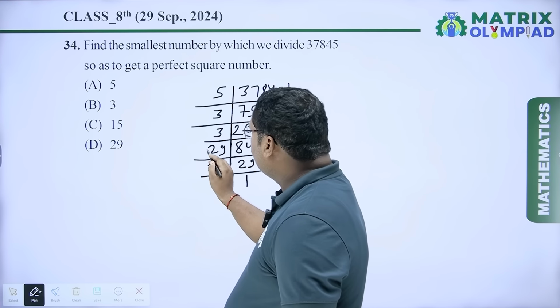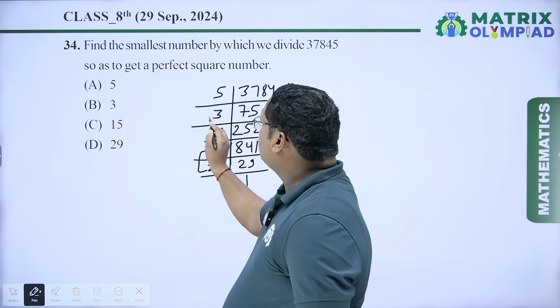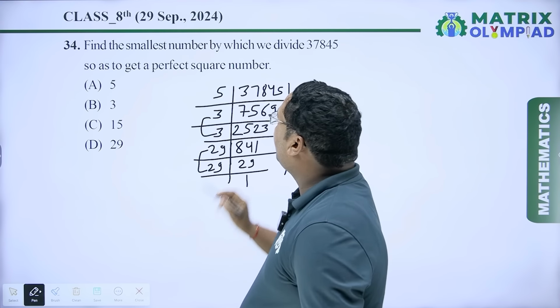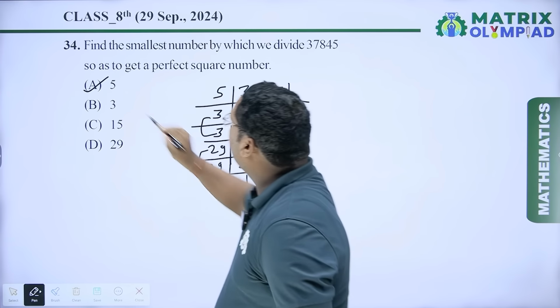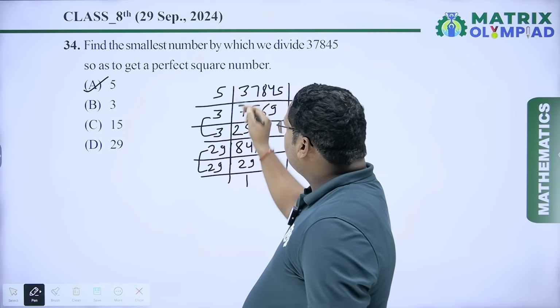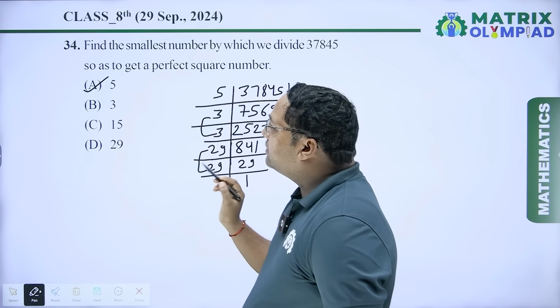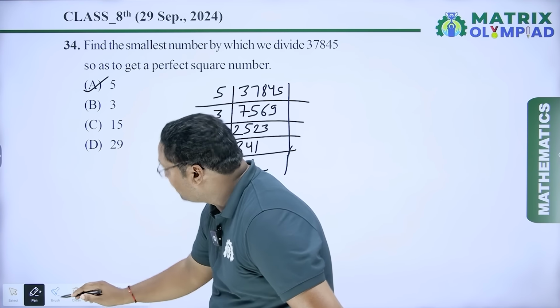So here this 29 makes a pair. This 3 makes a pair. But this 5 is not making a pair. So the right option is 5. If we divide this number by 5, we will get a perfect square number. So the right answer is 5, option number A.